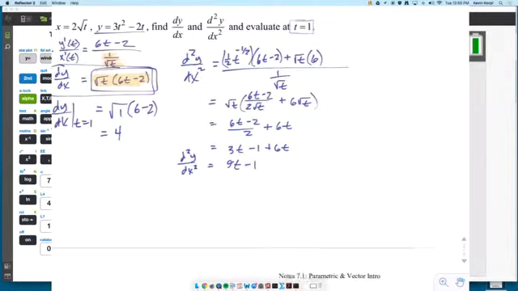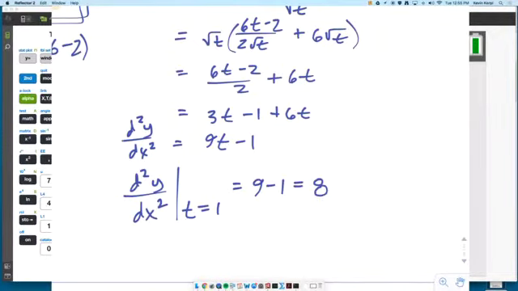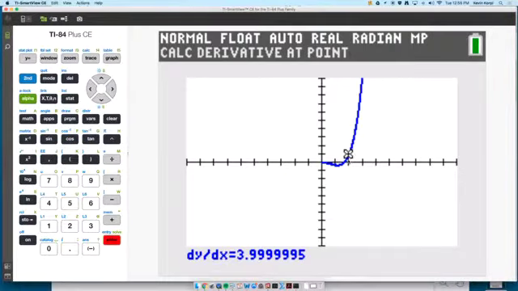Let's go ahead and see what it is at 1. So we'll say the second derivative of y with respect to x at t equals 1 is now 9 minus 1, which is 8. So the particle is accelerating by 8 whatever units of distance per time squared. And of course, because it's a positive, we know that the curve is concave what? Concave up, yeah. So if you want to go back to the graph and take a look, it is concave up there.